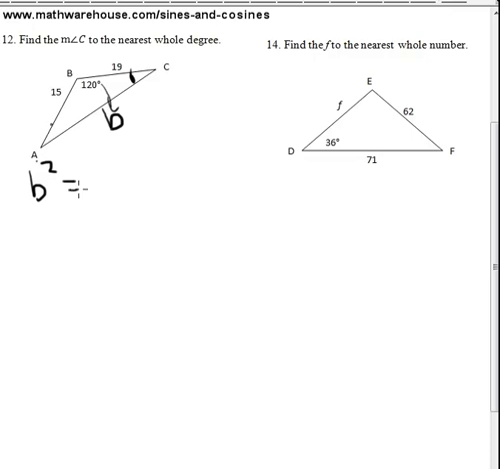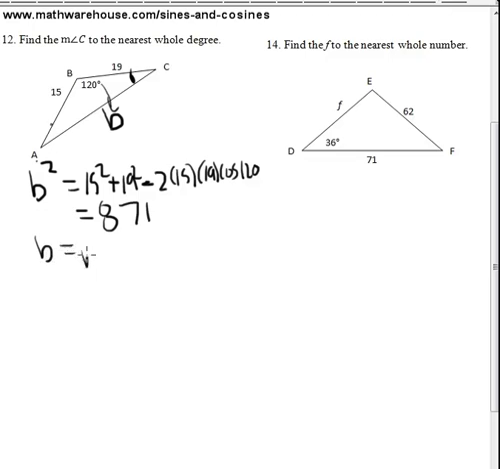And we can say B squared equals 15 squared plus 19 squared minus 2 times 15 times 19 cosine of 120. And when you punch that into your calculator, you get B squared equals 871. B will be the square root of that, which is 29.5. So we now know that B is 29.5.